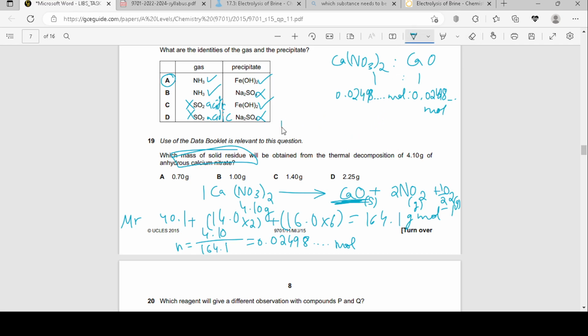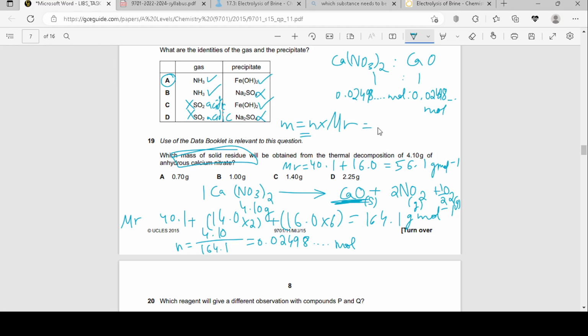And now we're going to just do m equals n times Mr. So the mass equals the moles times the molar mass. The molar mass of calcium oxide would be 40.1 plus 16.0. That's the Mr of calcium oxide. So that's just going to be 56.1 grams per mole, if I'm not wrong and my mental math is not too bad.